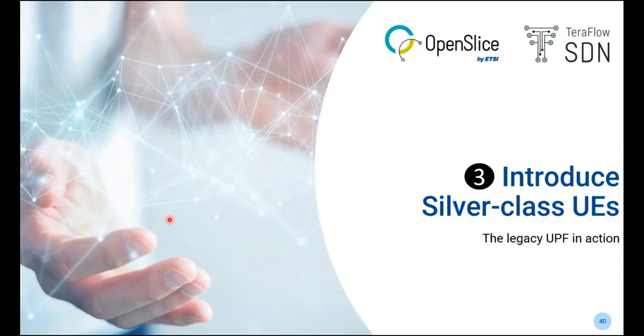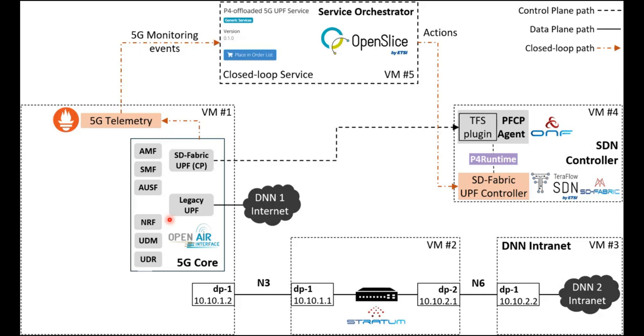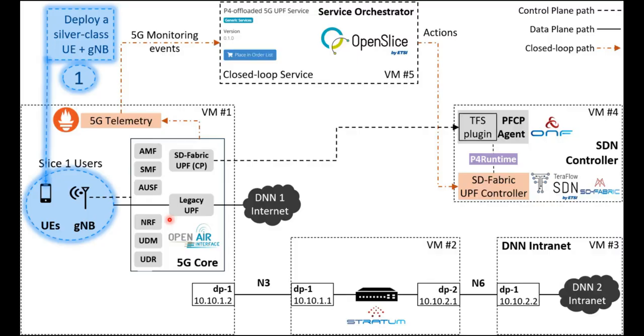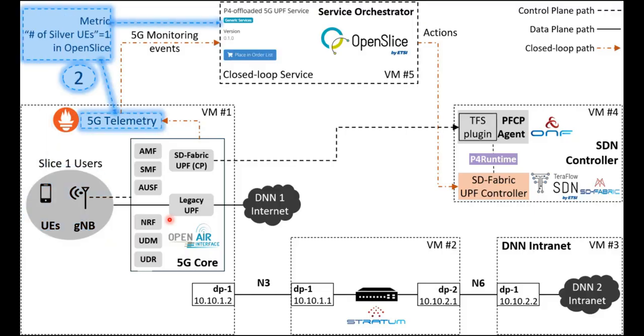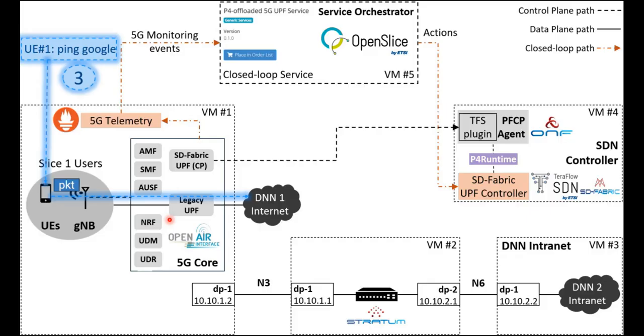So we go back to the third phase of the demo now, in which we introduce the silver user equipment that go through the legacy UPF. How is this happening? We instantiate the G-Node B simulator with one UE at a time. So when the UE is deployed, OpenSlice picks up the update. So the metric, the number of silver UEs in OpenSlice, becomes 1. Nothing happens at the moment. OpenSlice doesn't trigger anything at this point. And we just test that this UE actually is able to ping the internet. So this is functioning well. So the legacy UPF functions as intended.